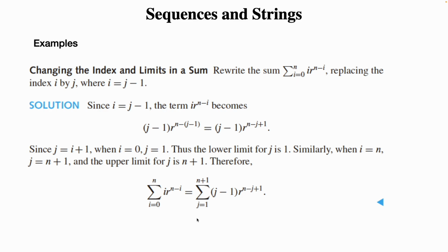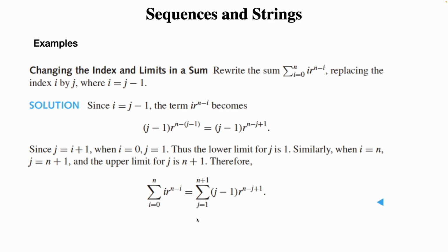Changing the index and limits of a sum, you could rewrite the summation from i equals 0 to n of i r to the n minus i. Replacing the index i by j, i could be j minus 1. And since i is j minus 1, i r to the n minus i becomes (j minus 1) r to the n minus (j minus 1). And if you clear that parentheses, you get n minus j plus 1 as the exponent of r.